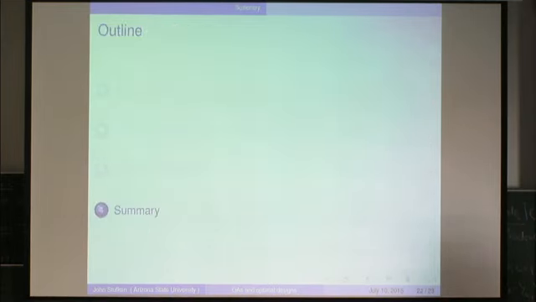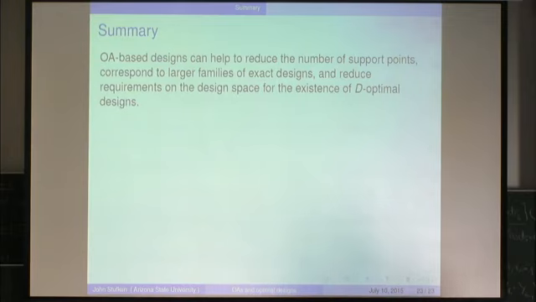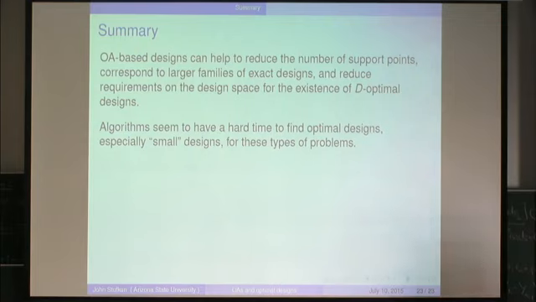All right. So let me conclude with a brief summary. OA-based designs can help to reduce the number of support points. They correspond to larger families of exact designs, and they reduce requirements on the design space for the existence of the optimal designs. Algorithms seem to have a hard time for these problems, to find optimal designs, especially small designs. They tend to come up with designs that have a large number of support points.